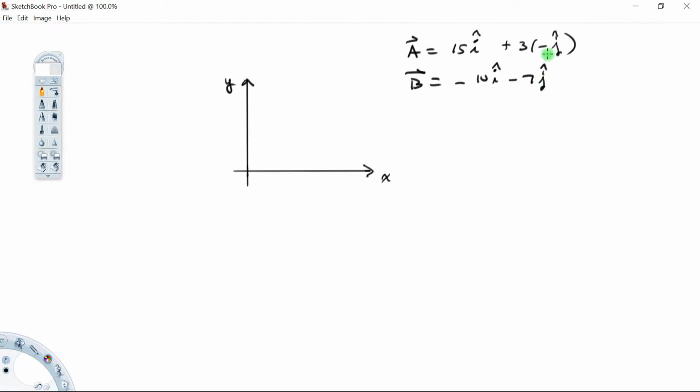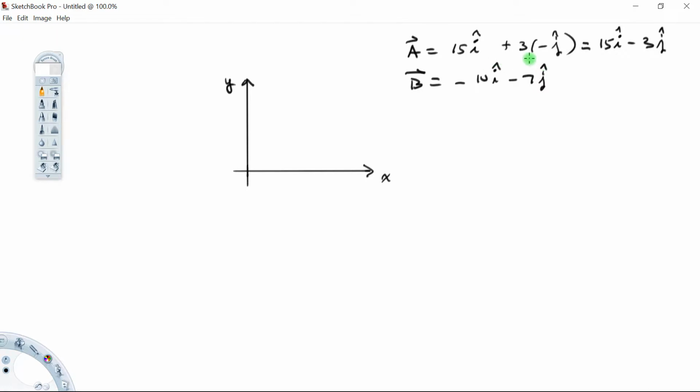Now the first thing you might wonder is, why is this one expressed like minus 10i minus 7j, and here I've got plus 3 in the minus j? Well, I just did that to demonstrate you can write these either way. For example, vector A here, if I wanted to, I could write this 15i minus 3j. These are equivalent, and I did that deliberately to make a point of the equivalent way that you could write these.